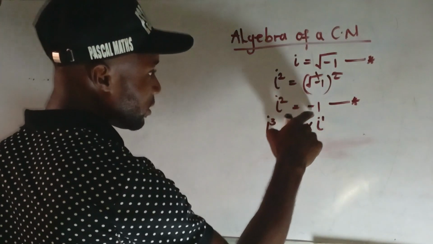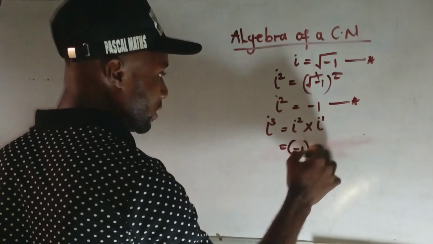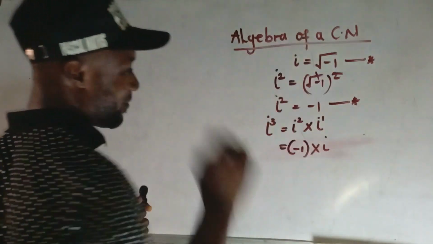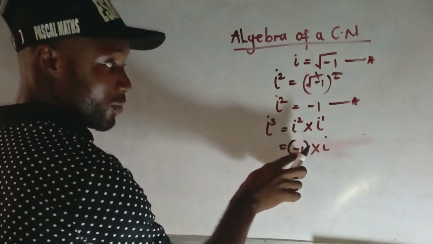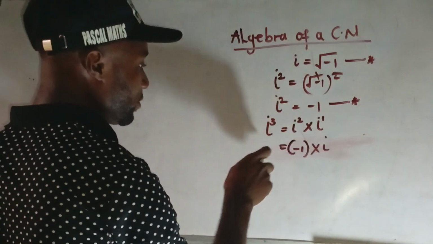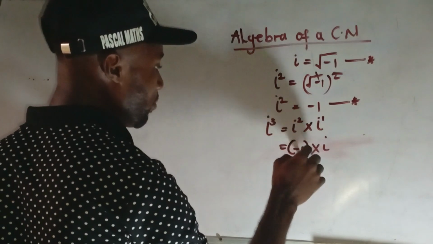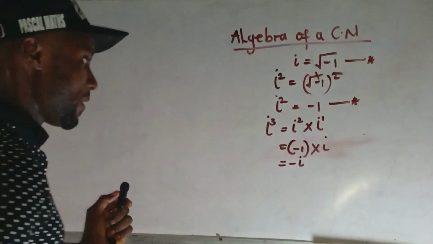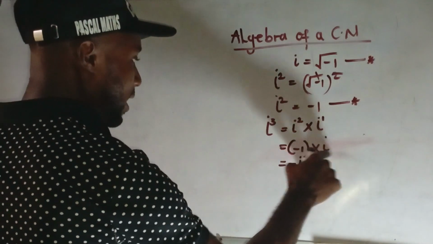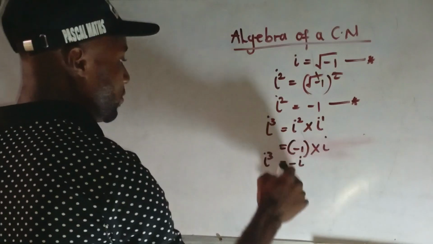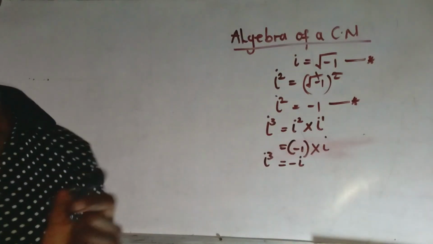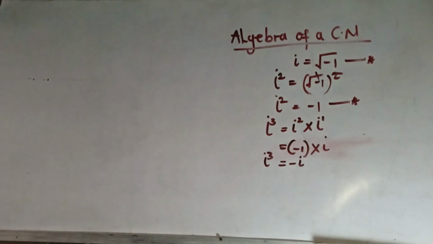operator i squared is what? That is my -1 times i. Have you seen? i squared was -1. So this one times this gives us a negative operator i, because -1 times i gives us this. So i cubed gives us negative operator i. So we move to the next one.